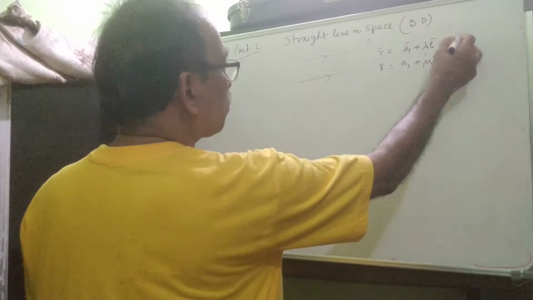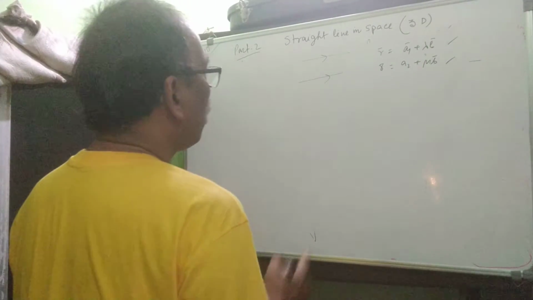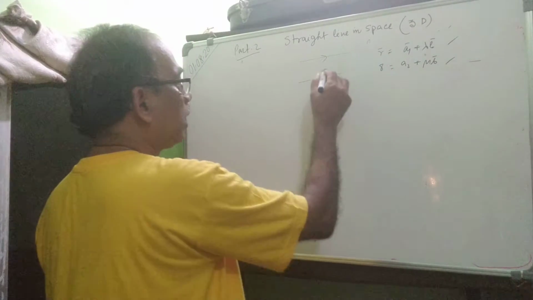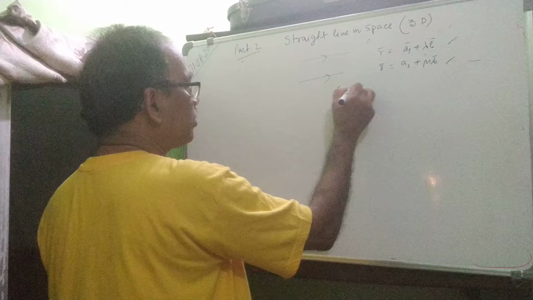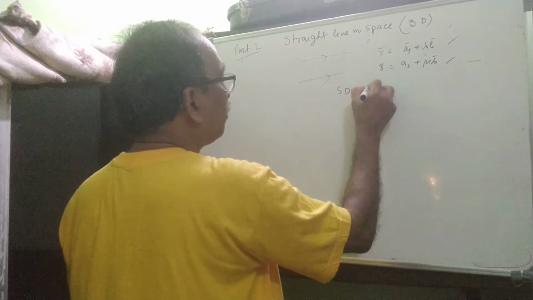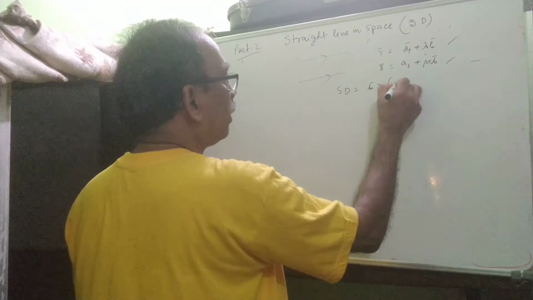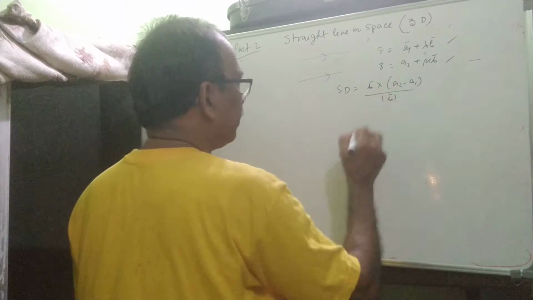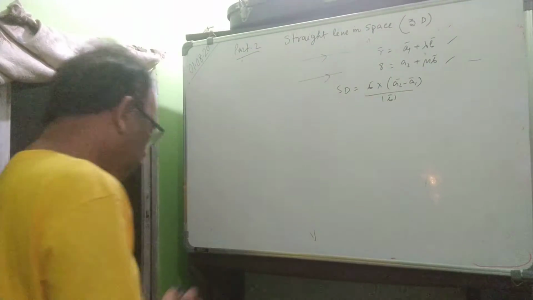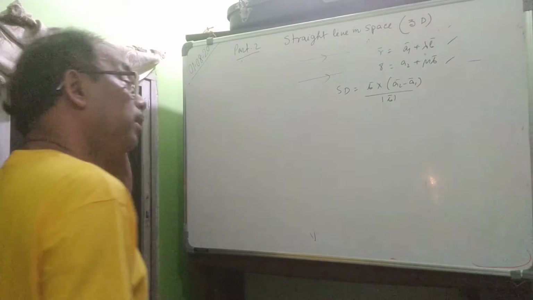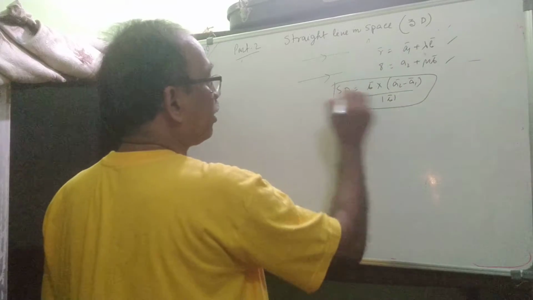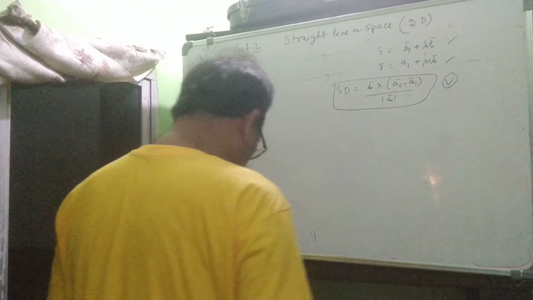Here the equations of two straight lines are given. We have to find the shortest distance. As the direction vectors are equal, they are parallel lines. Then the shortest distance equals mod of B cross A2 minus A1 by mod B. This is the formula for shortest distance. So first of all find A2. This is the formula for the vector equation.